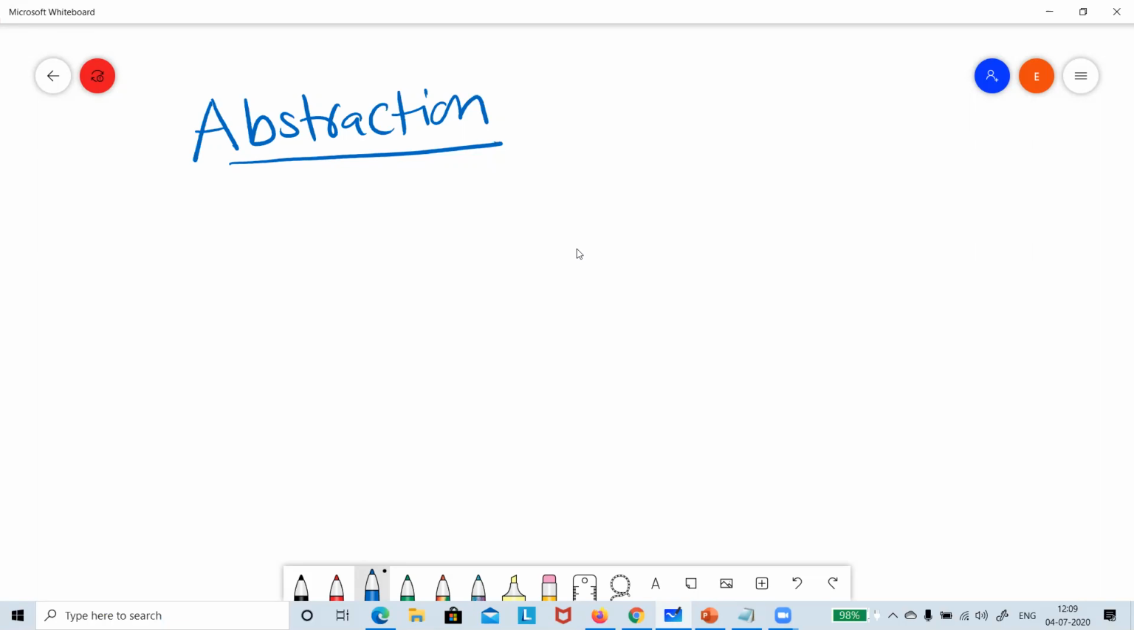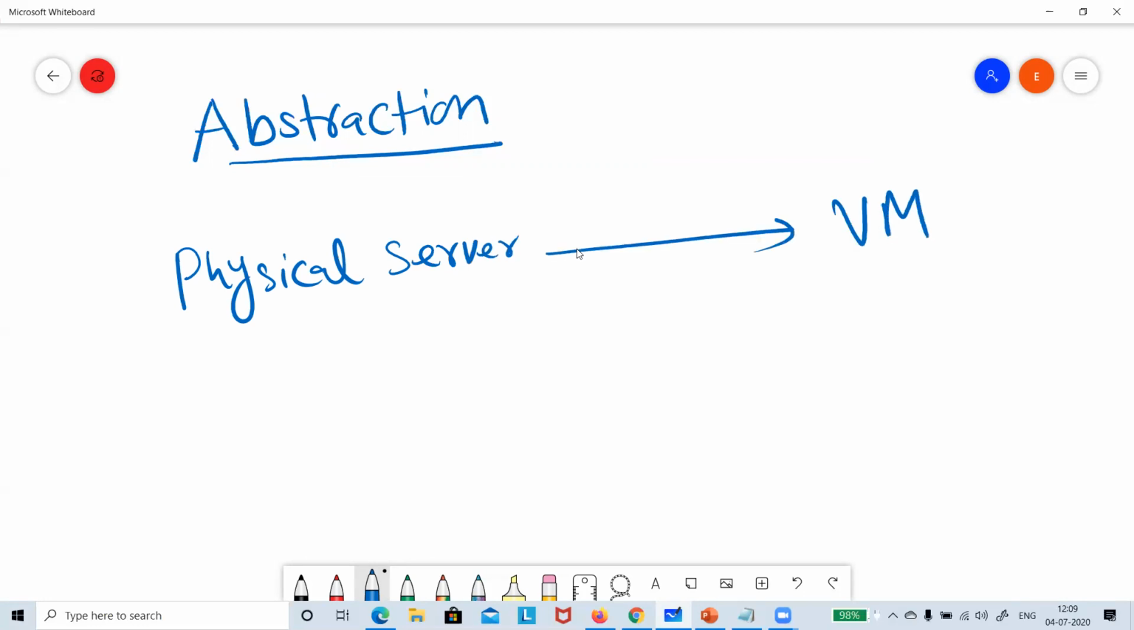The applications will be running on VMs. So simply they will be running with the abstraction of what the underlying components and objects are. So what I would say is physical server, and I'll say VM. You all understand VM, right? Virtual machine.